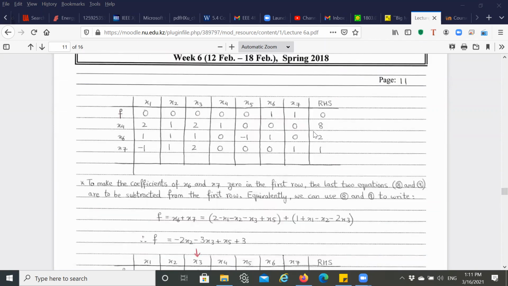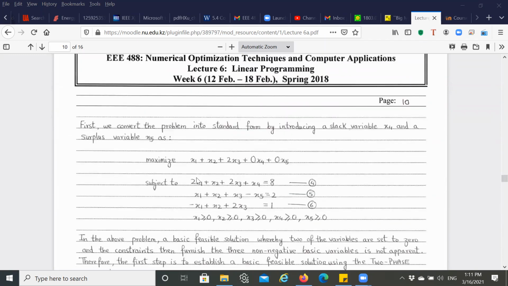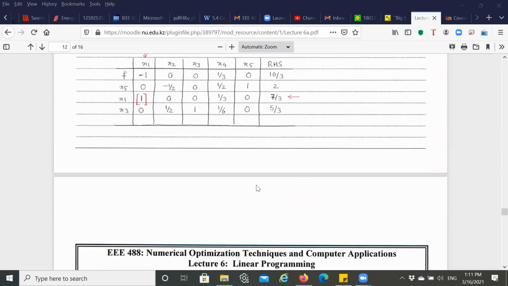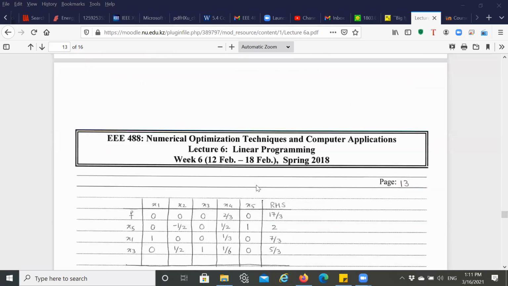I solved this. Now try to solve the same problem using the big M method that we have seen. You would see that you would get the same answer. Please do it at home and try to solve it. If you cannot do it, send me a solution and I'll tell you where you've gone wrong.